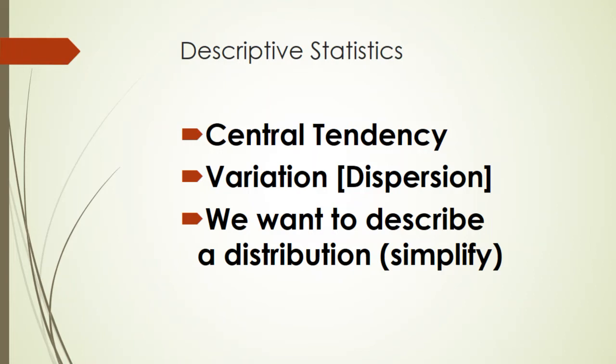Chapter 4, Descriptive Statistics. In this chapter, we're going to talk about the part of statistics called Descriptive Statistics. It has two basic parts, which are known as central tendency and variation or dispersion. We should remember this from Chapter 1. Central tendency is finding the middle of the distribution of numbers, and variation or dispersion is telling us how spread out they are. And what we're trying to do again is simplify the distribution.